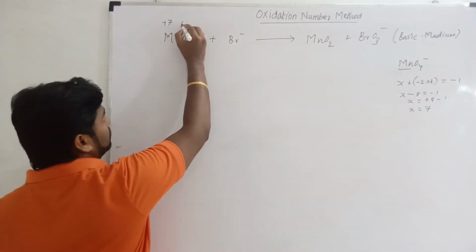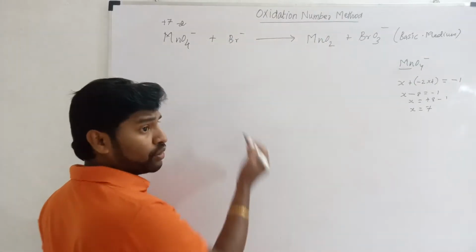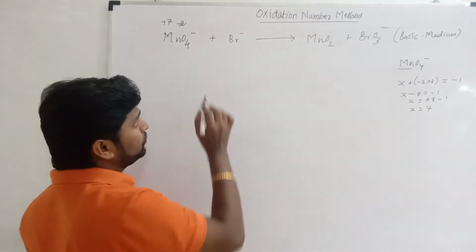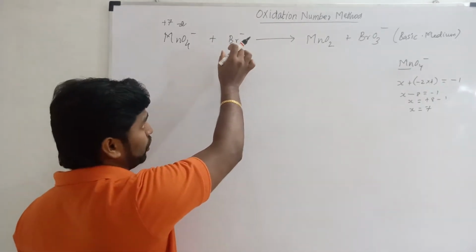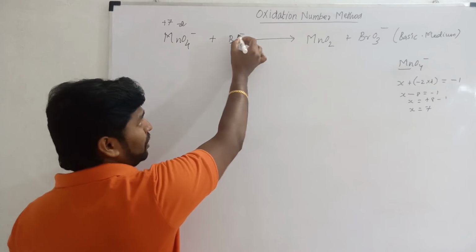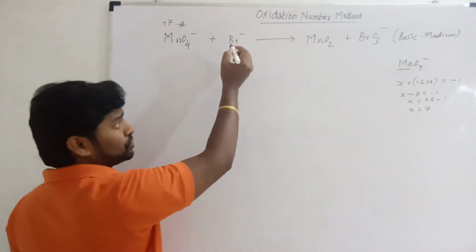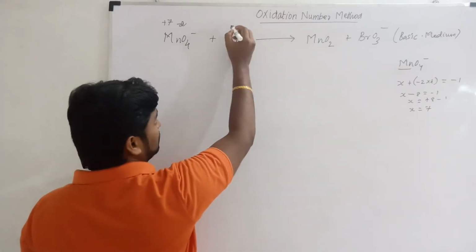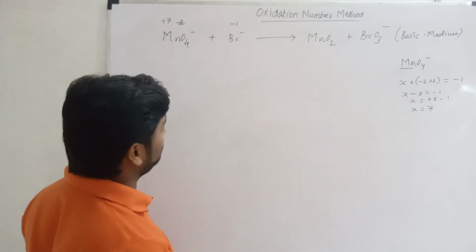Oxygen is -2. Now the bromide ion is in the form of a single atom, a single ion, a monoatomic ion. So we write the charge it is carrying, that is the oxidation state of this element. So -1 is the oxidation state of this element.